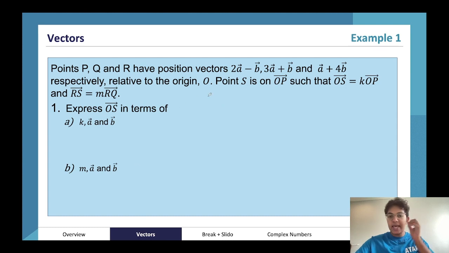In this case, it's really important to draw your scenario out, just because visualizing this is a little bit hard. So I'd put the points P, Q, and R randomly using these relative position vectors. And then I'd put in point S, and try to figure it out from there.